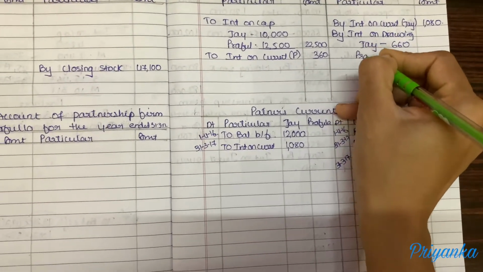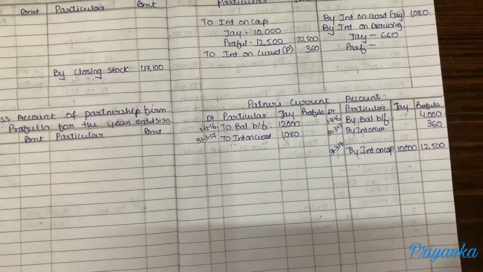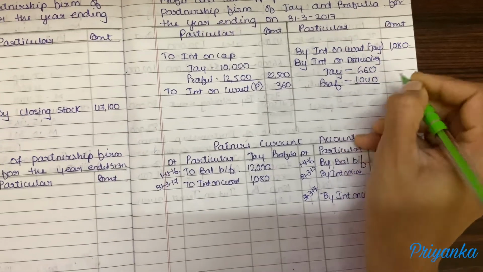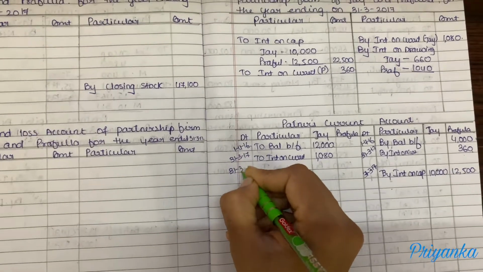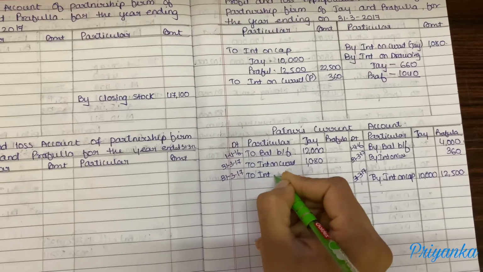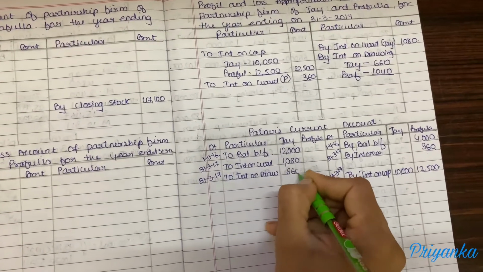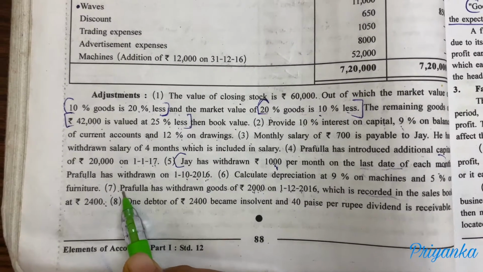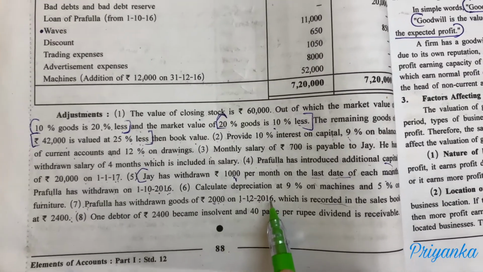And for Prafulla, we'll write 1,040, and the same we'll cross over here by writing the date 31st March 2017 with the interest on drawing, that is 660 and 1,000. We continue with the 7th adjustment, that Prafulla has withdrawn goods of rupees 2,000 on 1/12/2016.